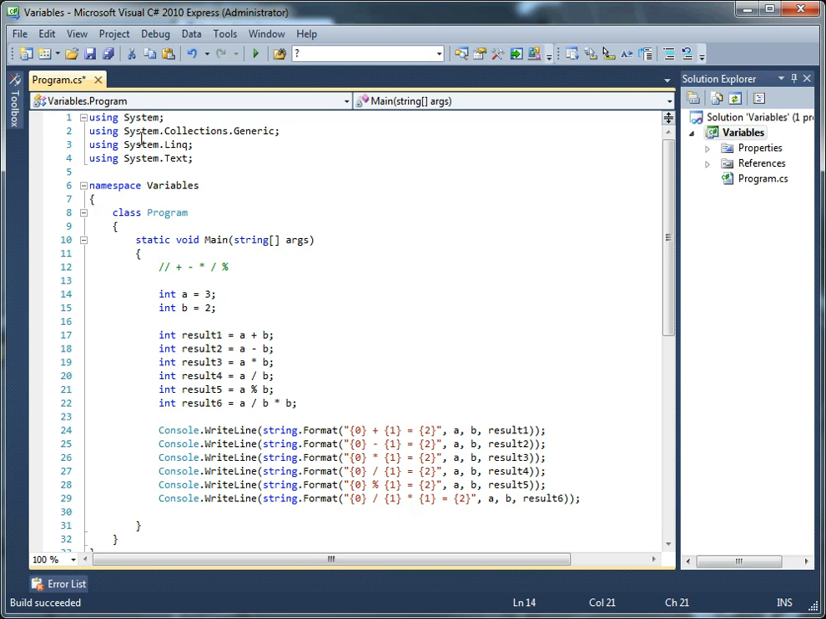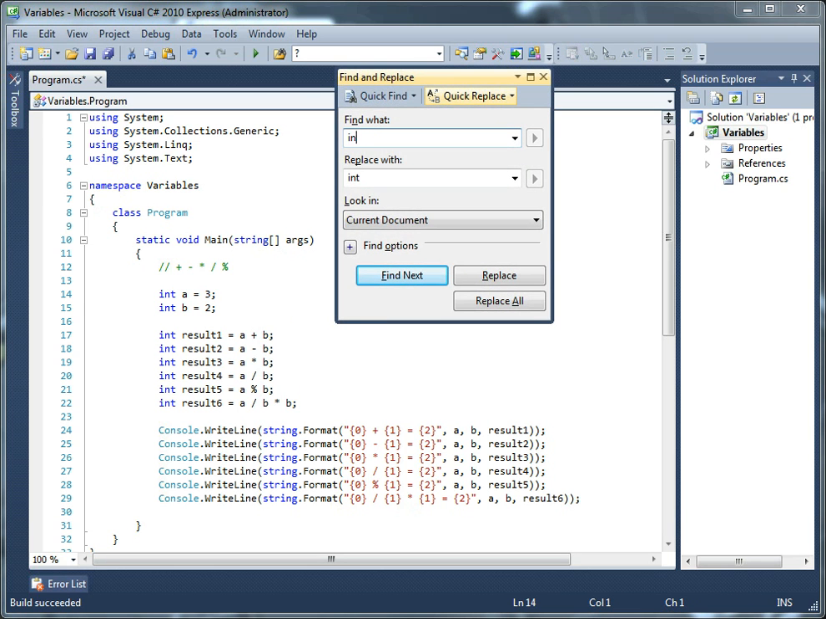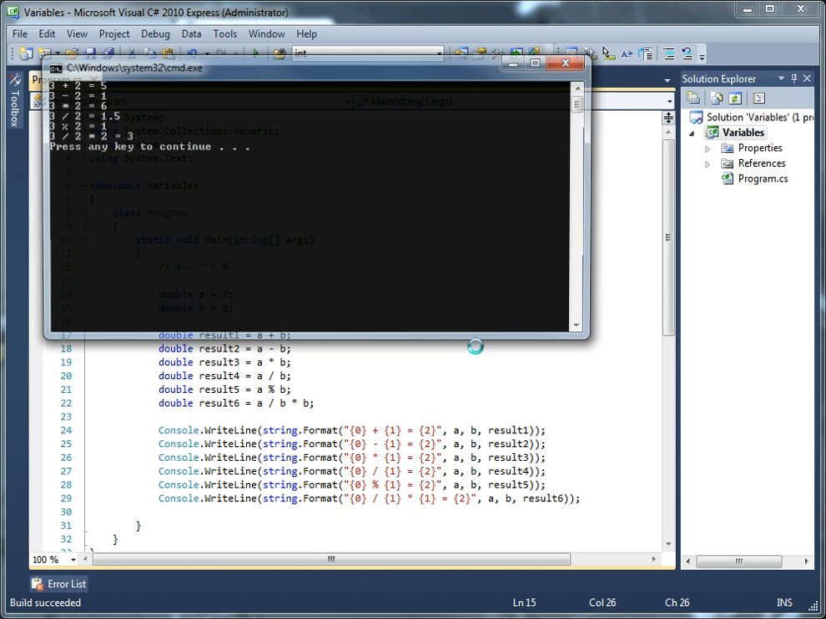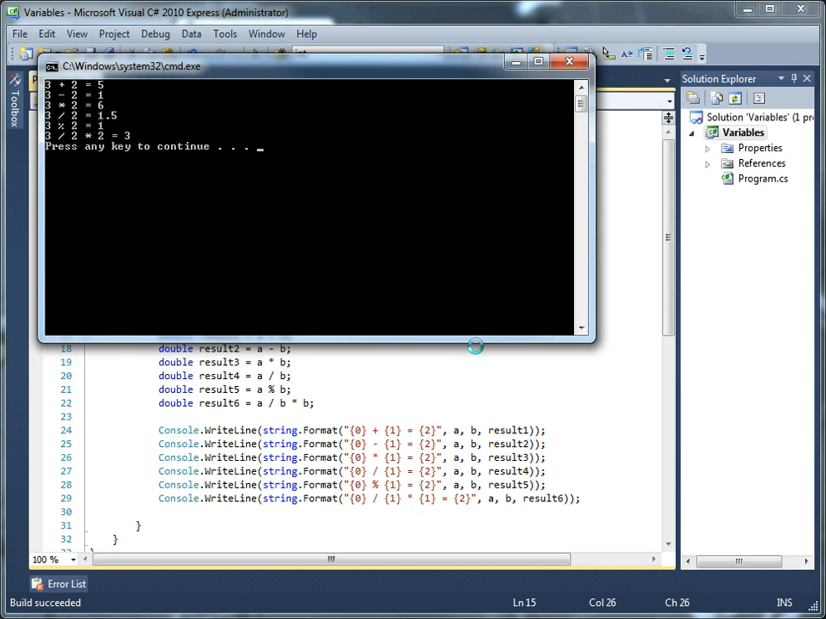Now, what can I do to get real values here that kind of makes sense? Well, I can change everything to a double, and that might actually be a good thing to do. So I can go ahead and hit Control H to do that, by the way. Say replace all. And if I run it, okay, that actually looks pretty good.